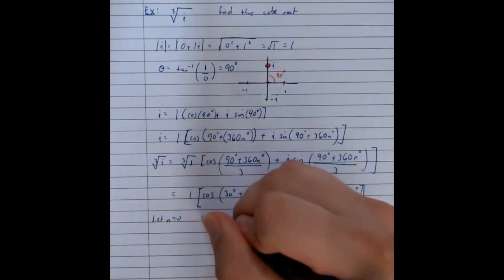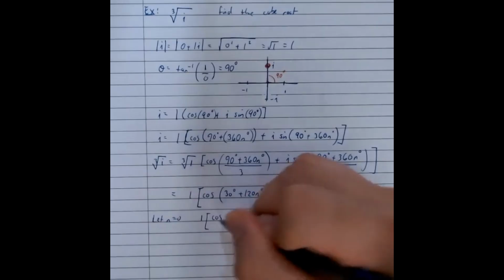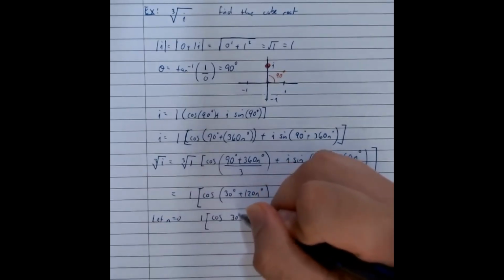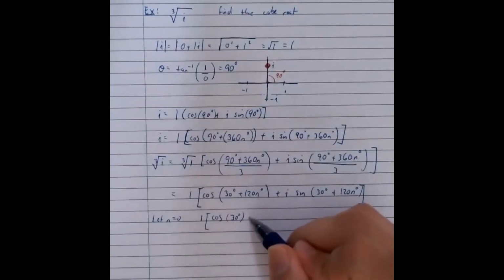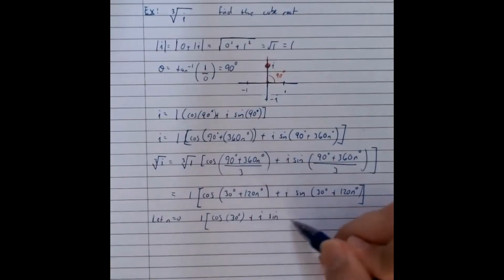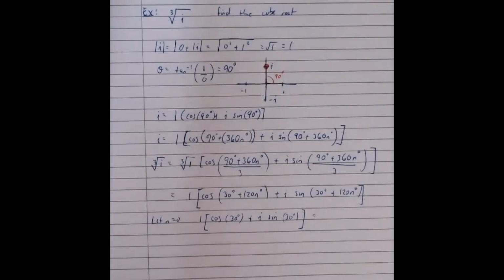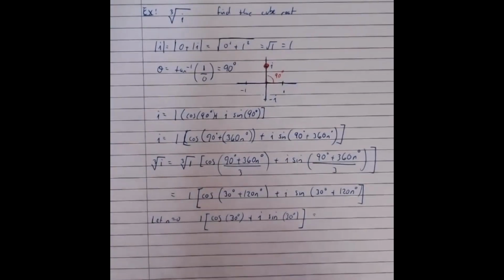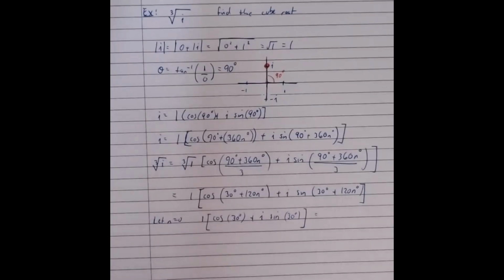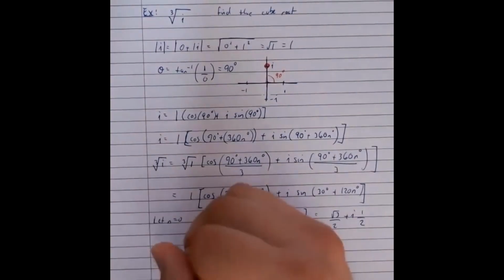If n is equal to 0, that's going to be 1 times the cosine of 30 degrees plus nothing, plus i sine of 30 degrees, and again that's plus nothing. Okay, so there we go. And we can convert this back into rectangular form. I know the cosine of 30 degrees is root 3 over 2, and the sine of 30 degrees is a half. So it looks like root 3 over 2 plus i over 2. Okay, so what? Well, let's try another one.